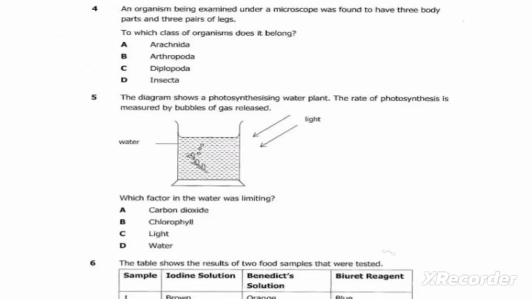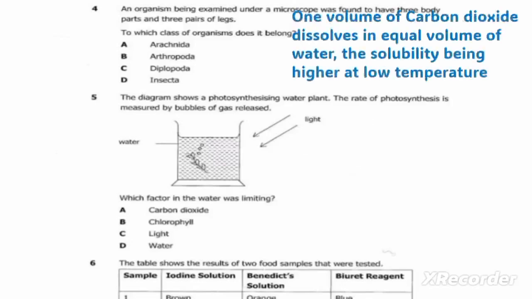According to what we learned in science, when light is changing the medium, the light will bend. As a result, light will act as a limiting factor. Light will limit the process of photosynthesis. Therefore, our correct answer is light, not carbon dioxide.